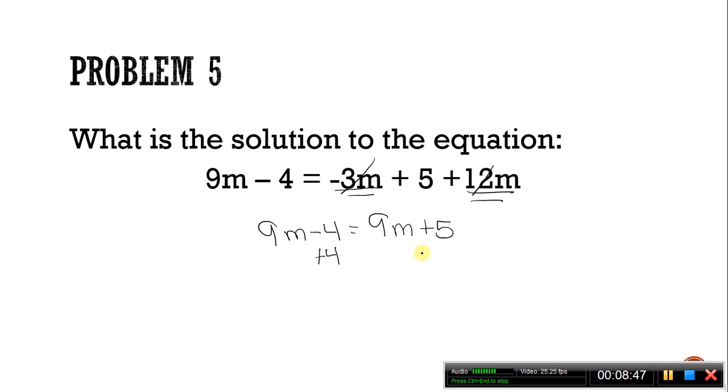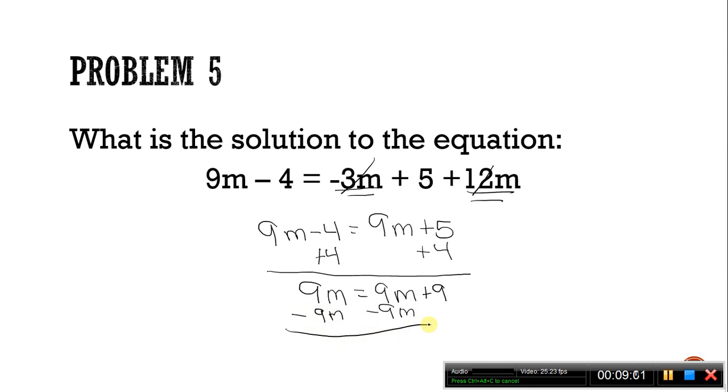I'm going to add 4 to both sides. 9m equals 9m plus 9. Move my m's to the same side. I'm going to subtract 9m. Oh, look. Hey, that gives me 0. Okay, because they're going to cancel out. These guys cancel. Still left with that 9. So 0 equals 9.